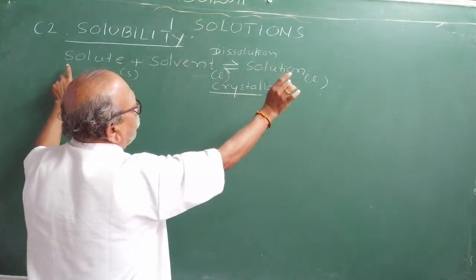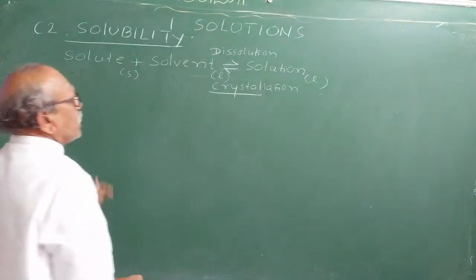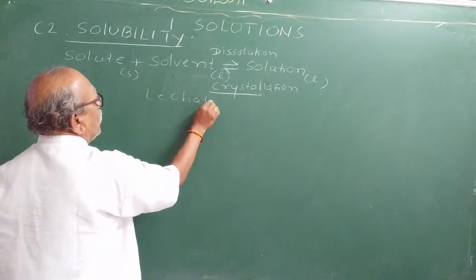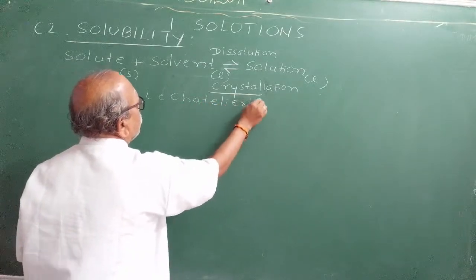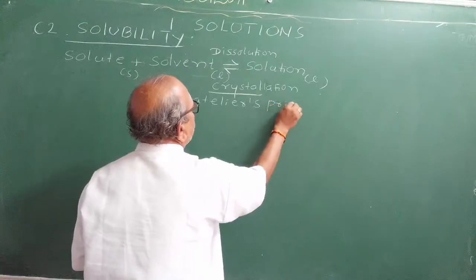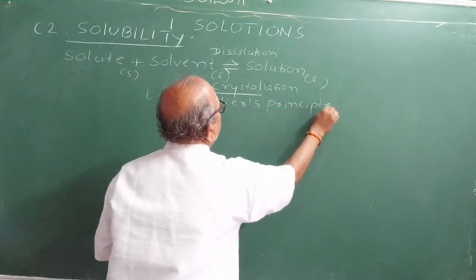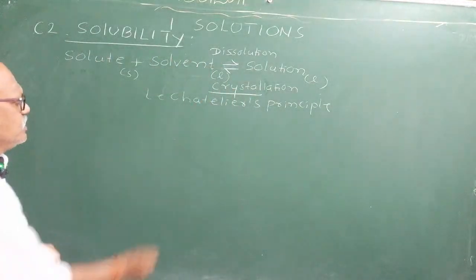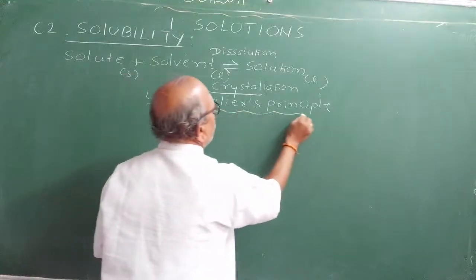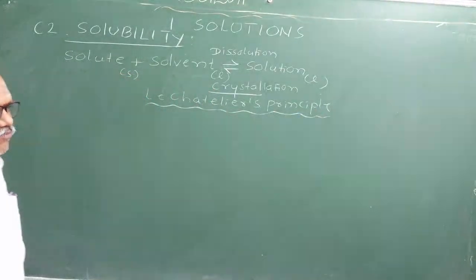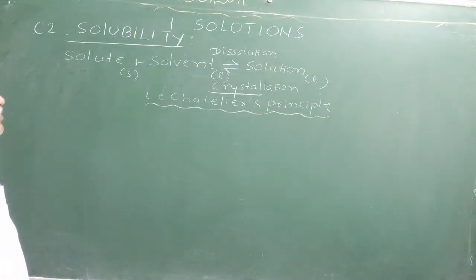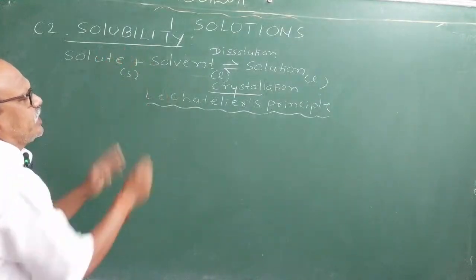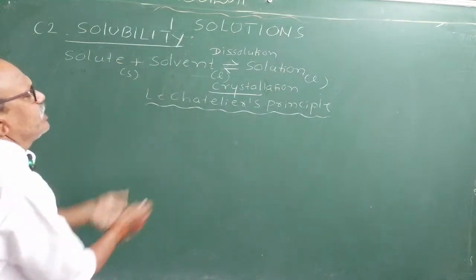Whenever equilibrium is attained, you can apply what? A principle called Le Chatelier's principle. I think I cleared you in the previous class what is Le Chatelier's principle. Simply speaking, every equilibrium system will try to maintain its state of equilibrium. What he says is that every equilibrium system does not like to be disturbed from the equilibrium state. It will continue to be in the state of equilibrium.